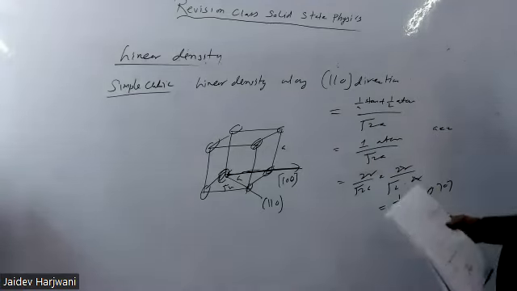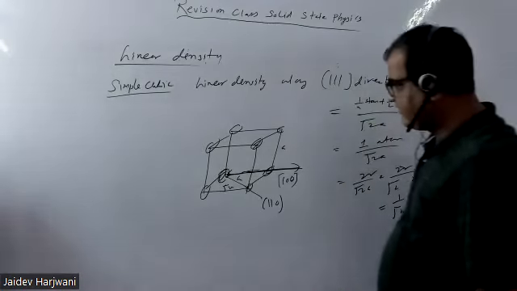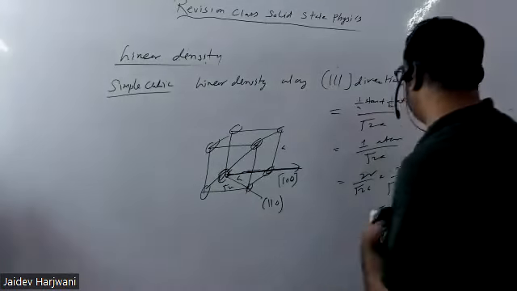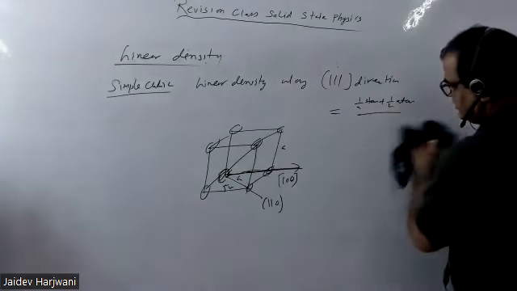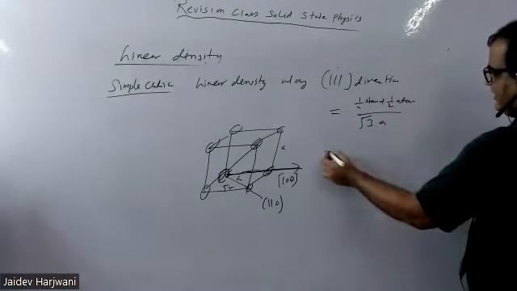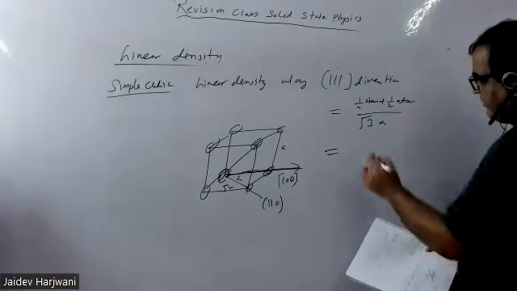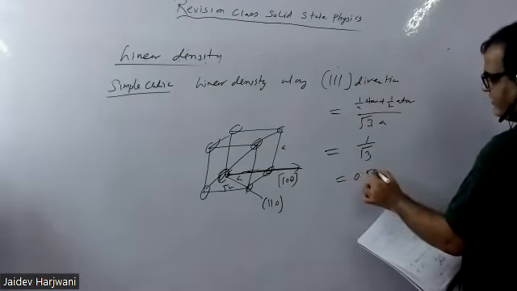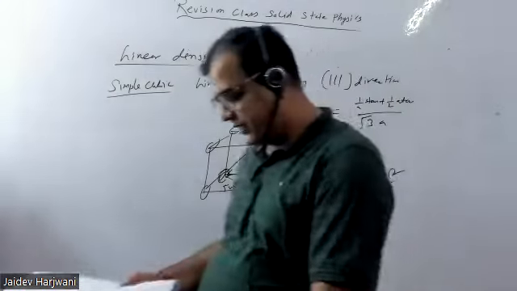How much will come? 0.707. And similarly, if you want to find out for the 111 direction, what will be the length now? Root 3a. If you solve this, it will come out as 1 by root 3, the packing efficiency, and that will be 0.57. So this is for simple cubic.